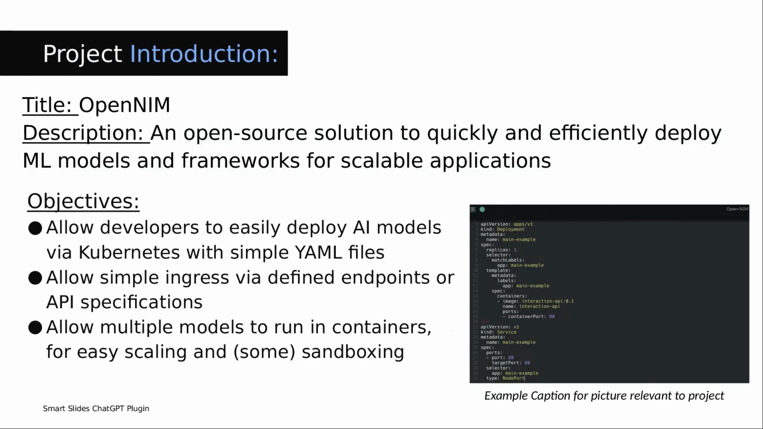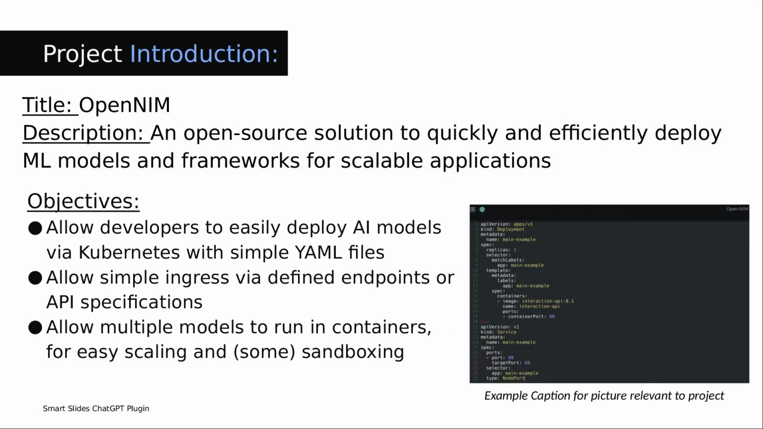So compared to the pictures on the next slide that show, again, very bare bones basic versions of the Open-NIM files, it shows that you have to type 2 lines versus 30 for a Kubernetes file.